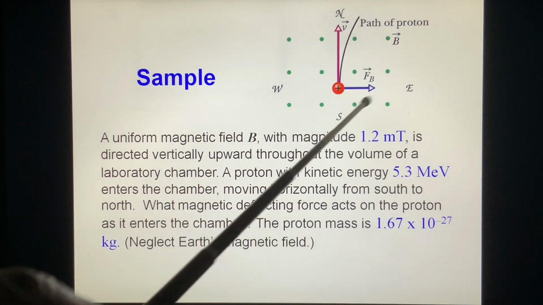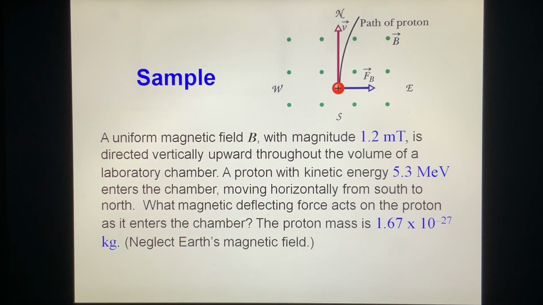I want to find this one. The proton mass is 1.67 times 10 to the minus 27 kilograms. We neglect Earth's magnetic field. It is only 10 to the minus 4 Tesla, much smaller than this one.